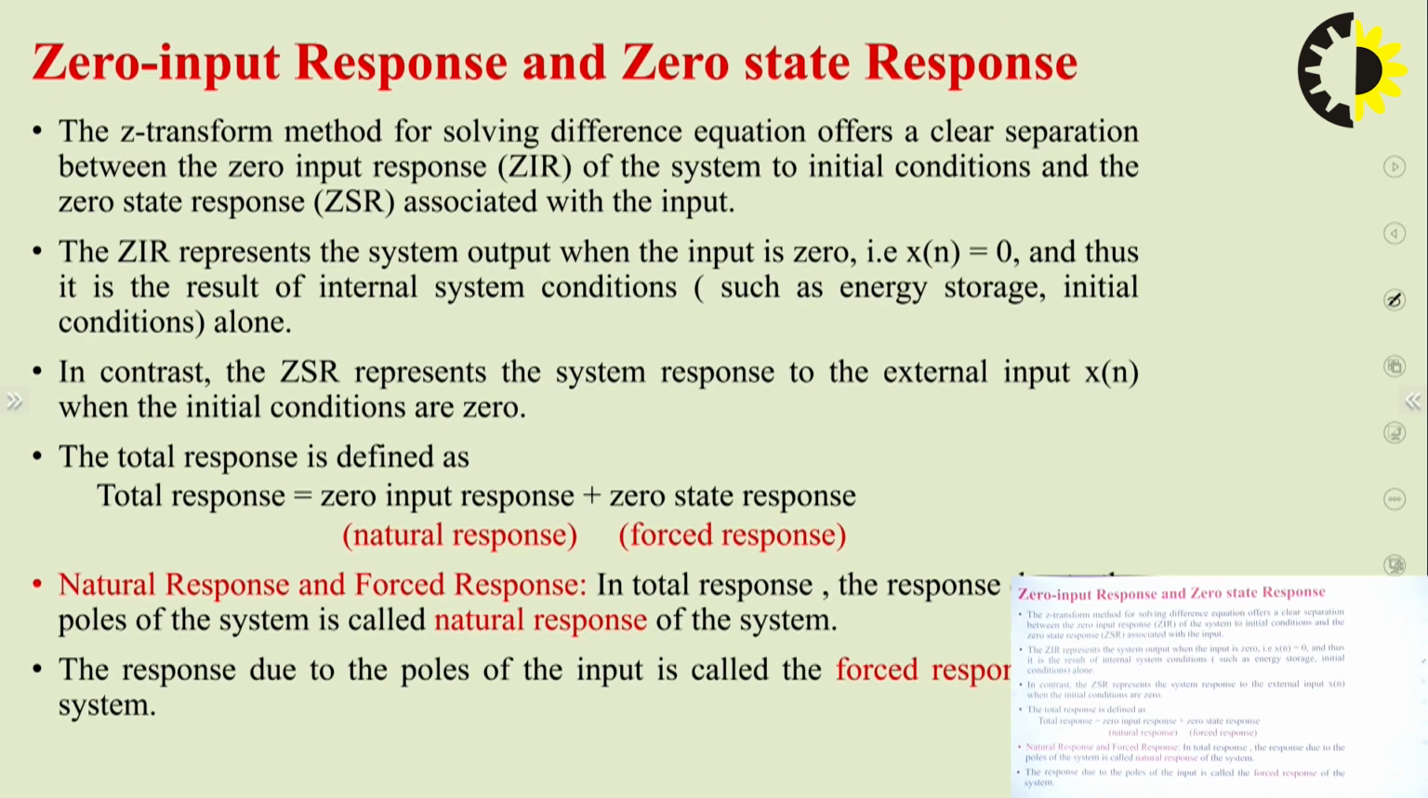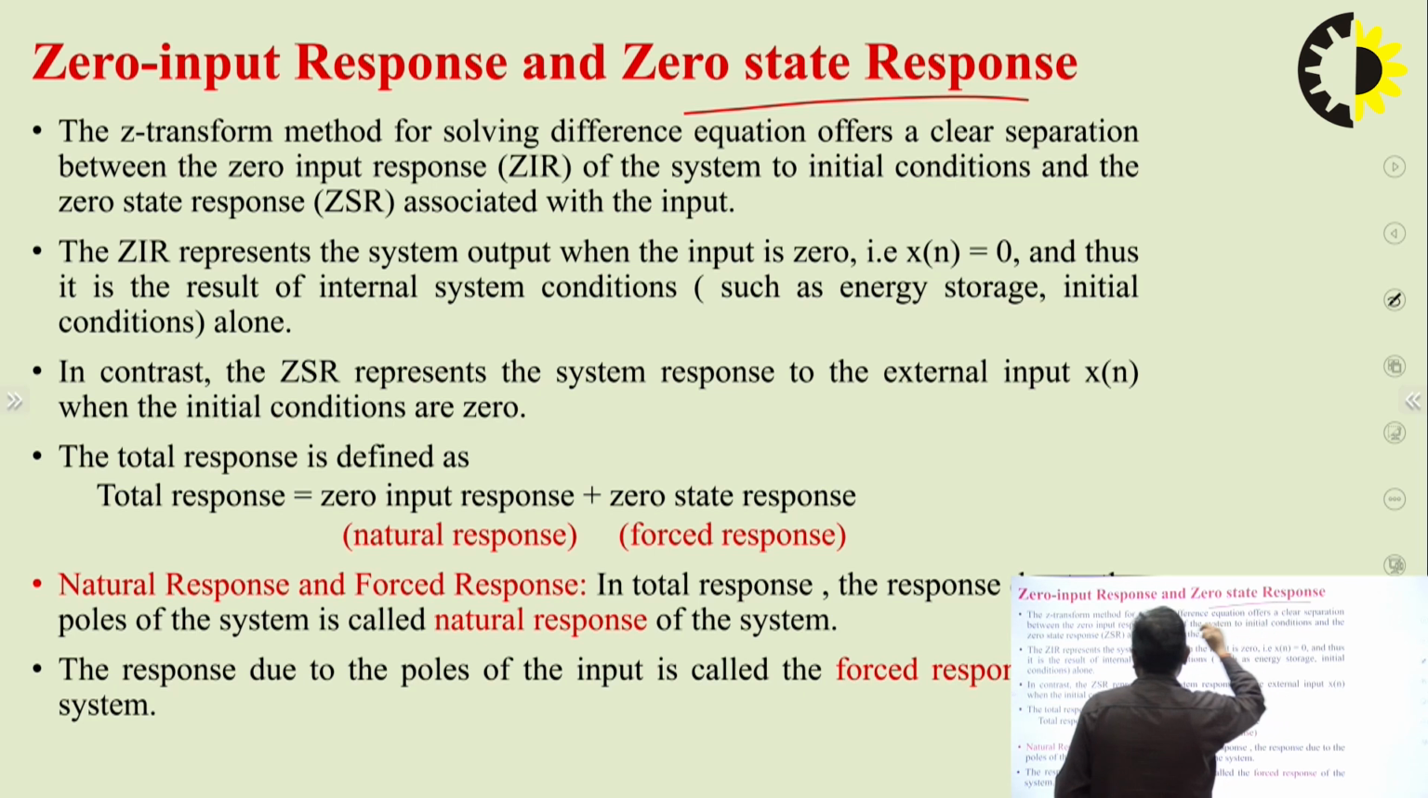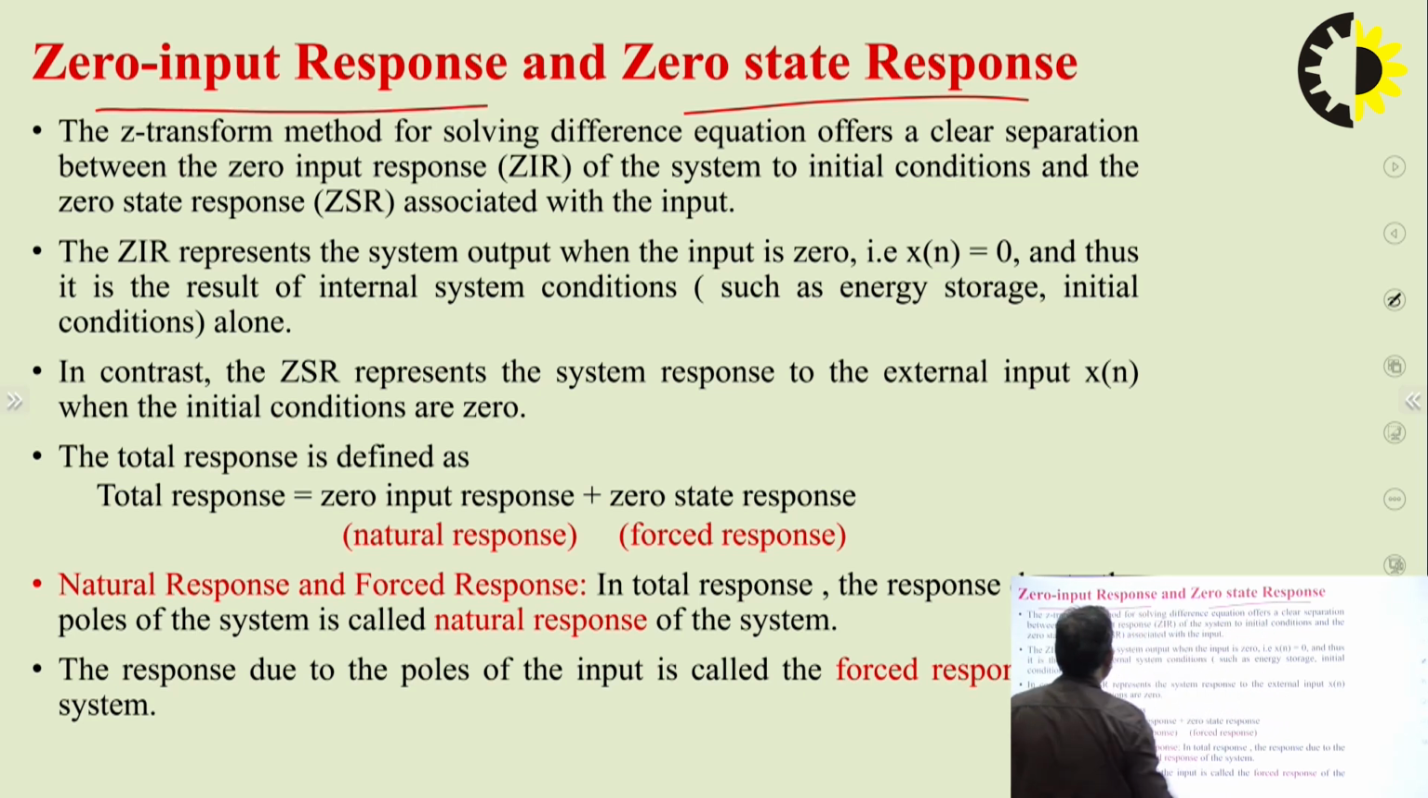So based on this, we will see there are two types of output. One is zero input response and another one is zero state response. Zero input response is the response when you are not applying any input to the system and you are getting the response, and that response is due to the initial condition of the system. And zero state response means your output is only due to the input applied to the system and there is no output due to the initial condition of the system.